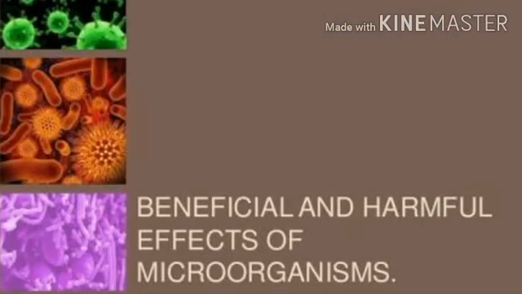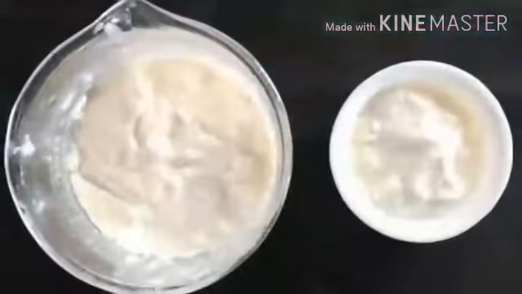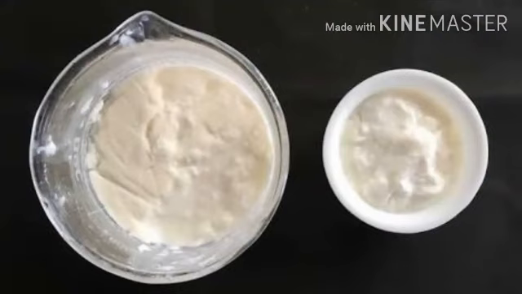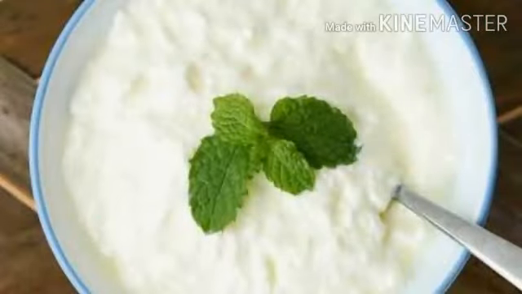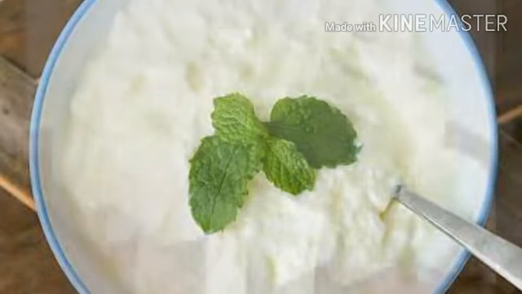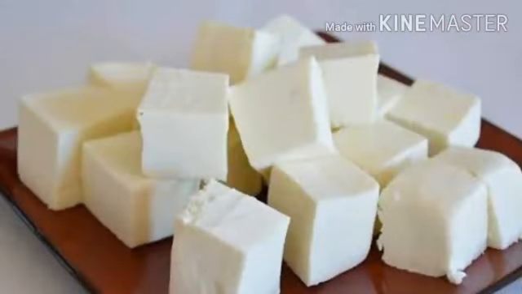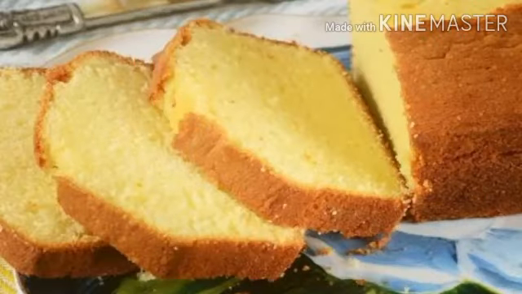As I told you students, microorganisms are useful as well as harmful to us. So let's see how they are. Some microorganisms are useful to us in several ways. In preparation of food items, a bacterium called lactobacillus is useful in making curd from milk. Cheese and paneer are made by using lactobacillus. Yeast, a fungus, is used to make bread, cakes, idlis, etc.